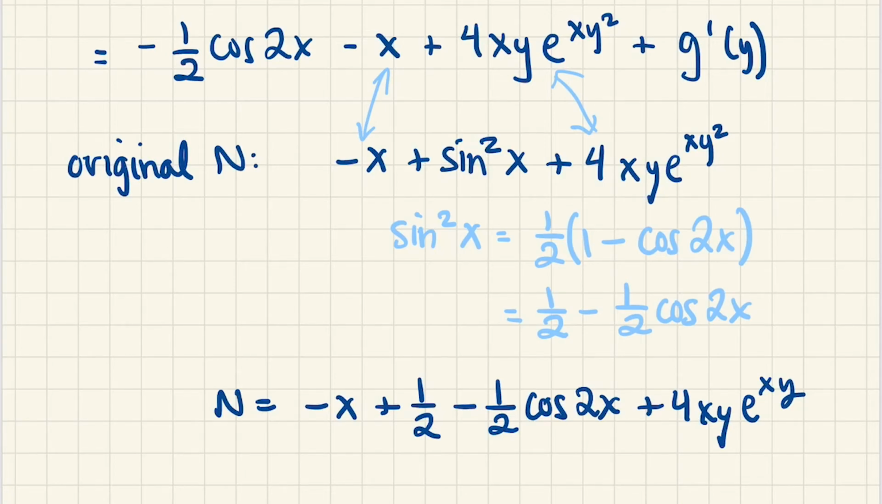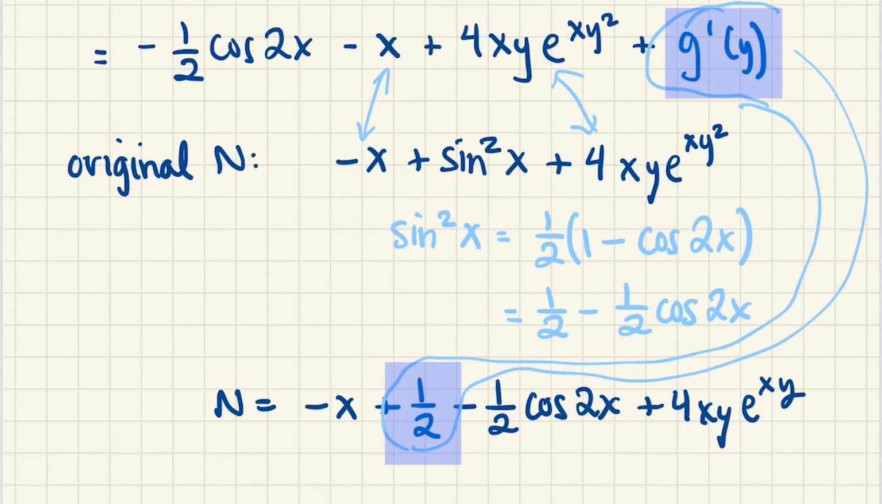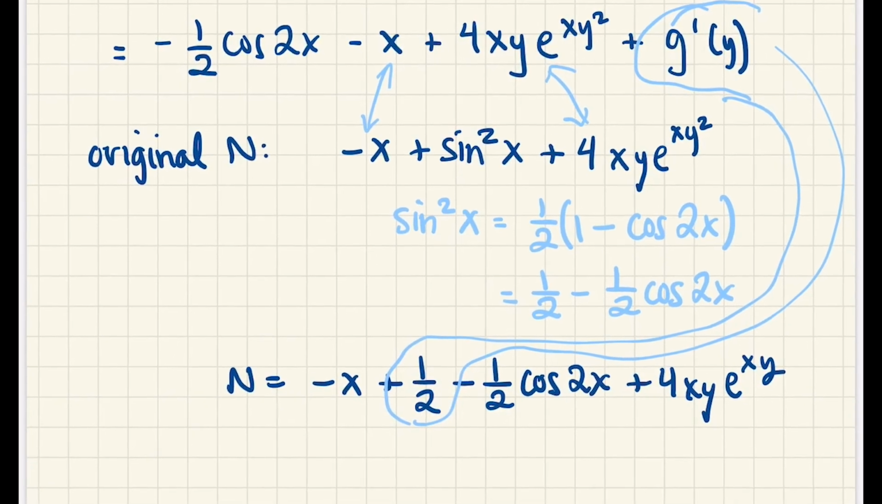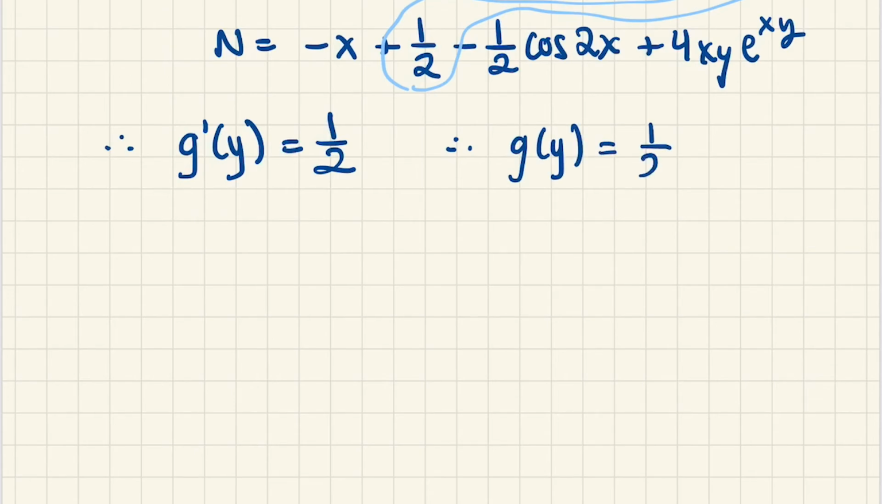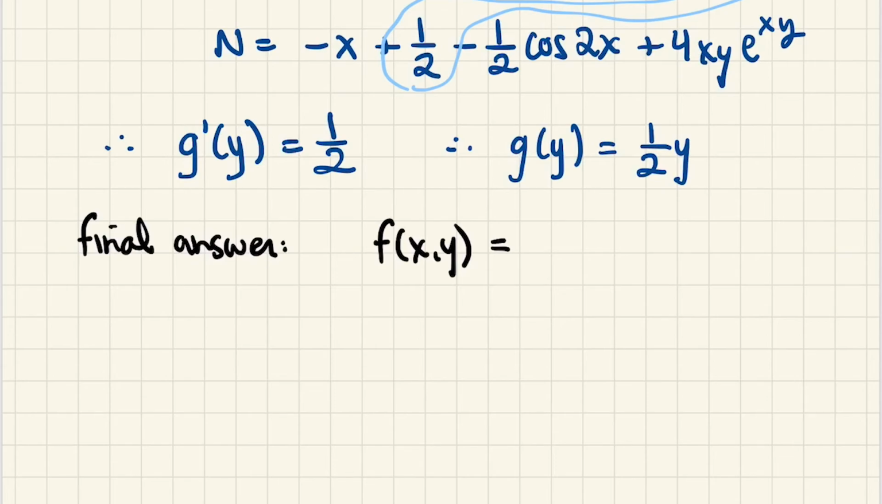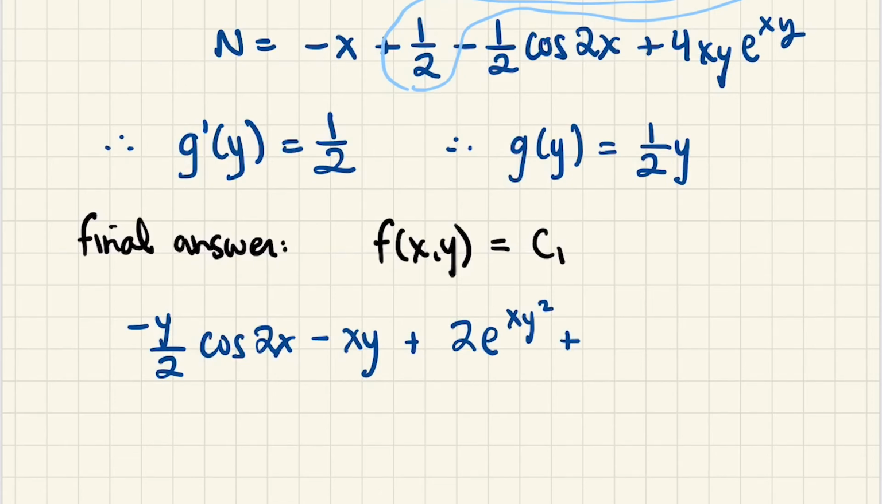Very good. We can now see that g prime of y is equal to 1/2. Okay, and therefore g of y is 1/2 y. So now we can put together our final answer. We know that it's going to be this f of xy that we found, setting it equal to a constant. And I'm going to call the constant c1, and you'll see why in a moment. So f of xy is, of course, negative y over 2 cosine of 2x minus xy, alphabetical, plus 2 e to the xy squared, plus g of y, which we now know to be 1/2 y, and that's equal to that constant, c1.